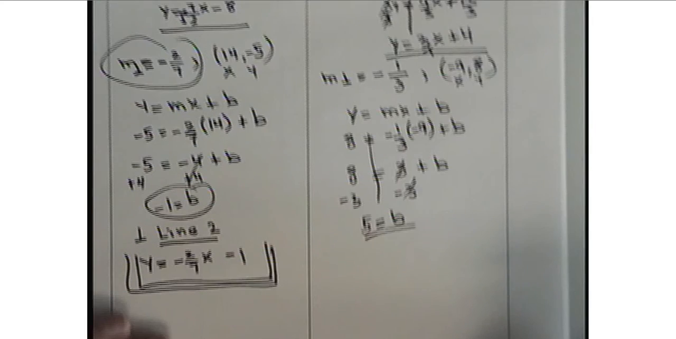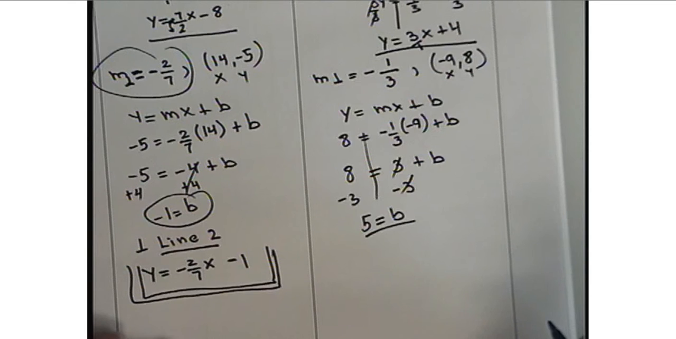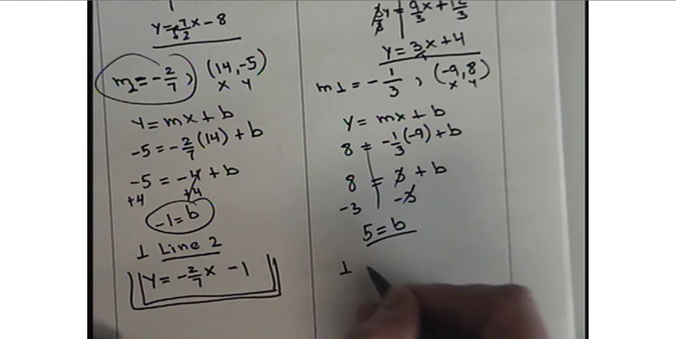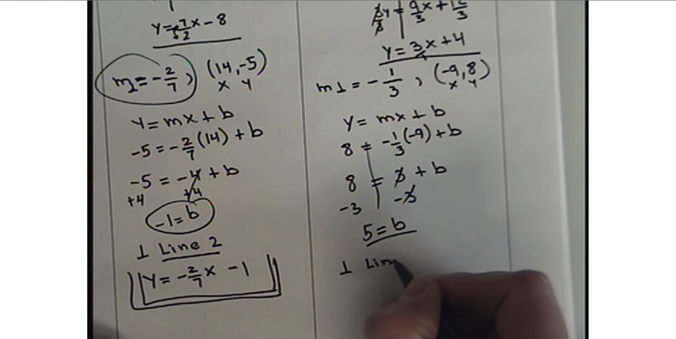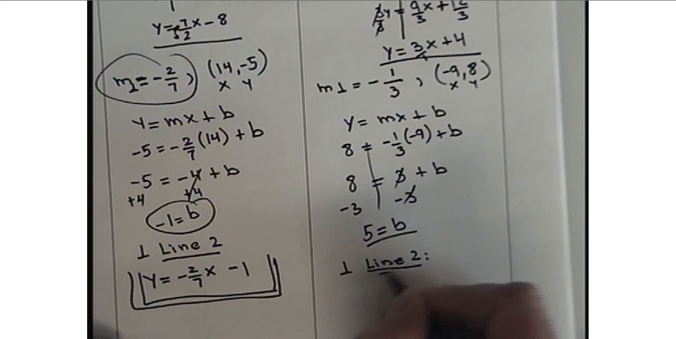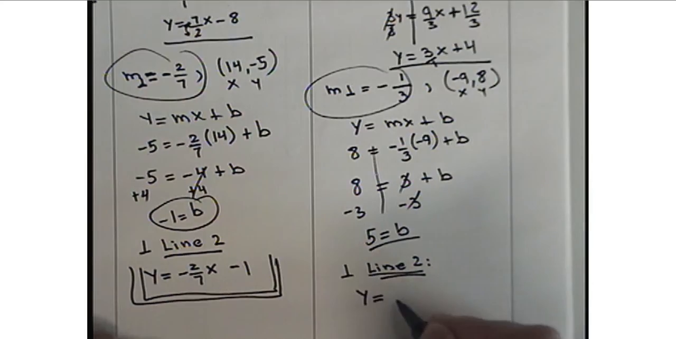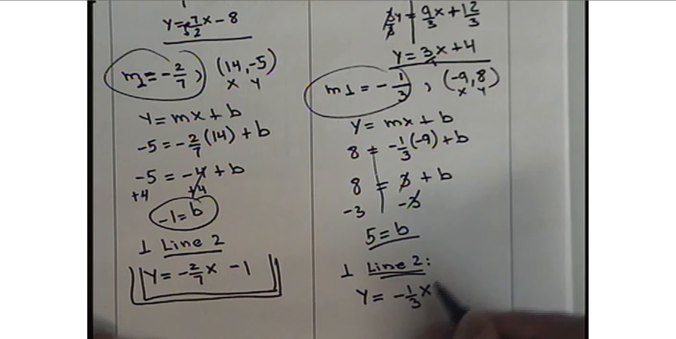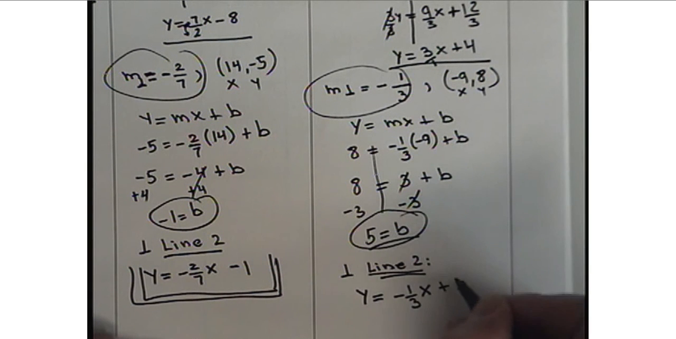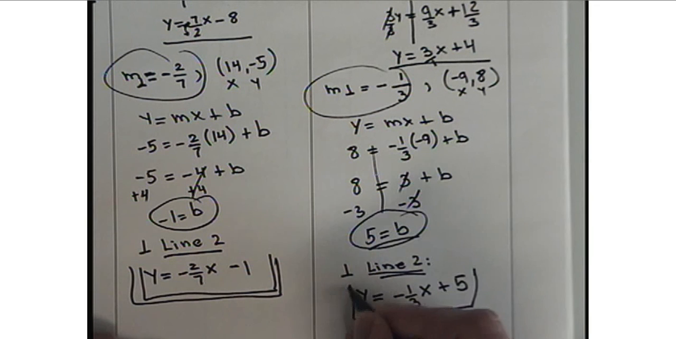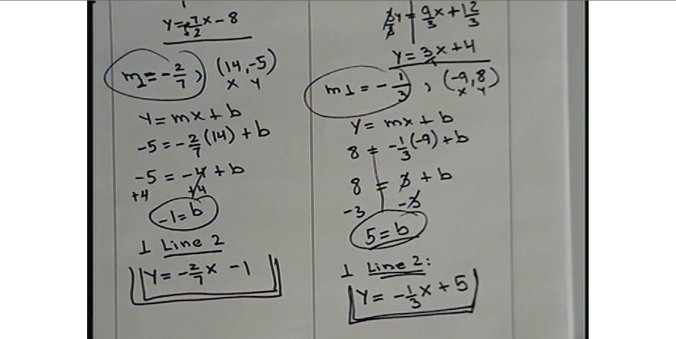Okay, so to finalize the problem, we're going to write that perpendicular line 2 has an equation, y equals, we said the slope is negative 1/3 x, and b is plus 5. So with this, we will conclude the first learning target of the test.